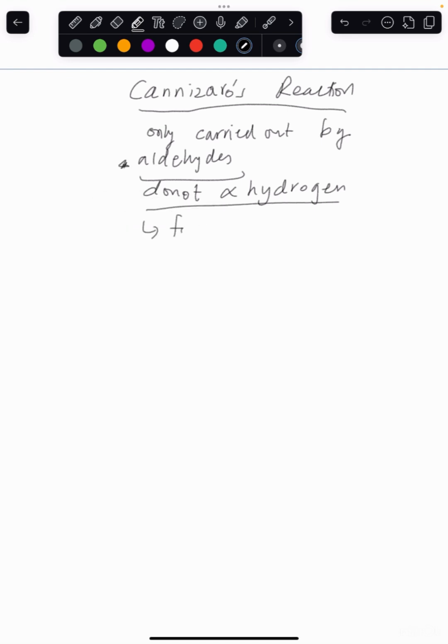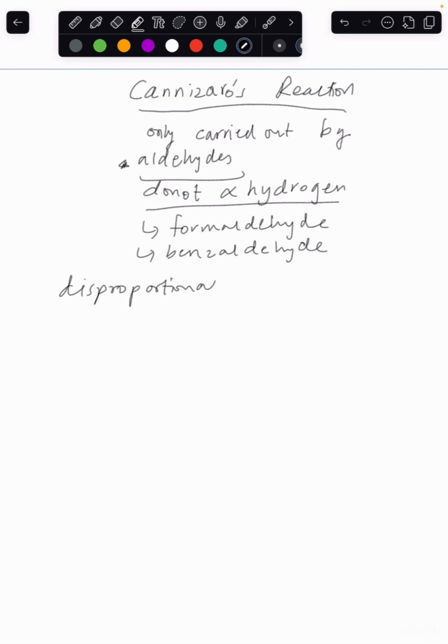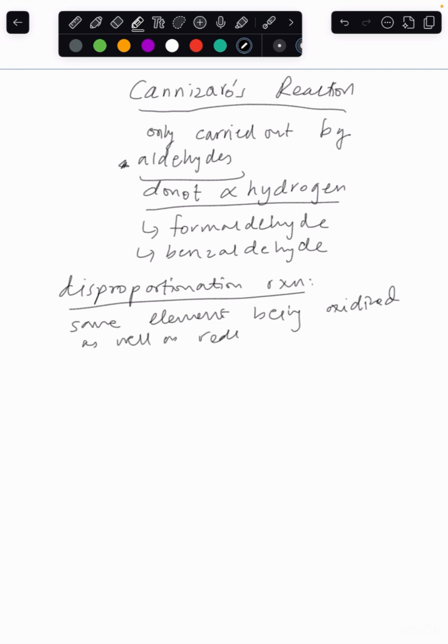So what are these aldehydes? These are formaldehyde and benzaldehyde, because in the ring the carbon attached to the carbonyl is actually bonded to other carbon atoms and not hydrogen. So this is also called a disproportionation reaction, meaning the same element is being oxidized as well as reduced.